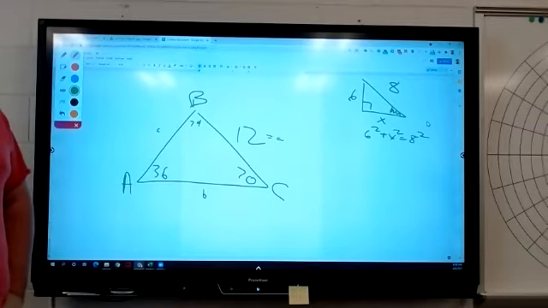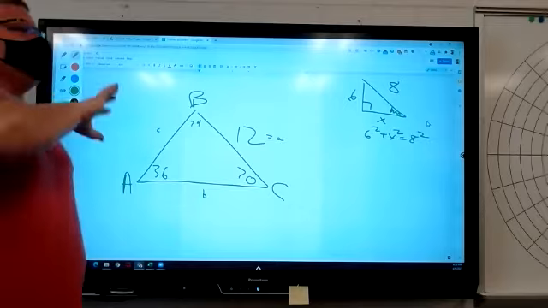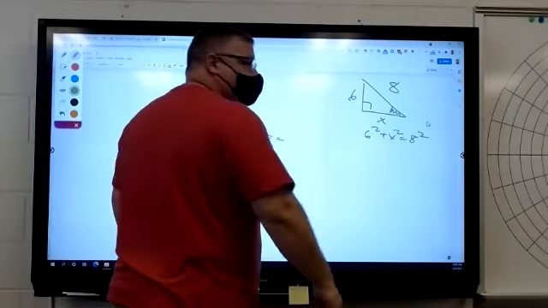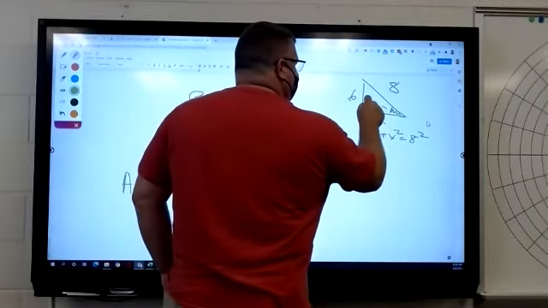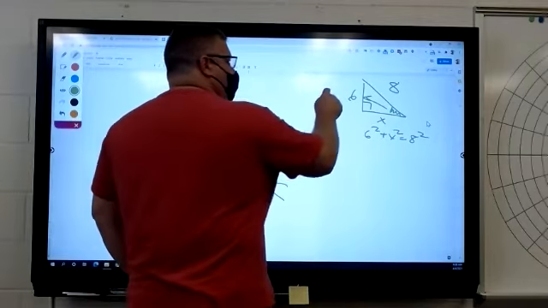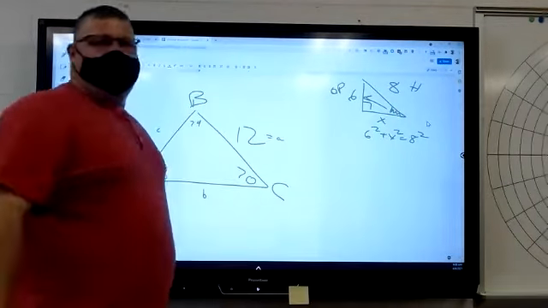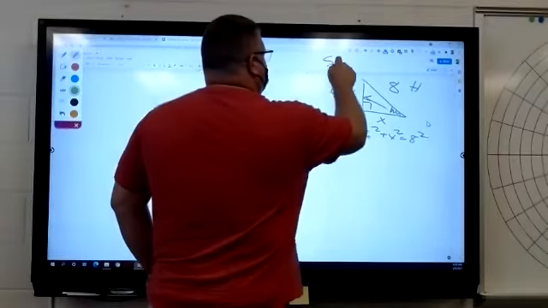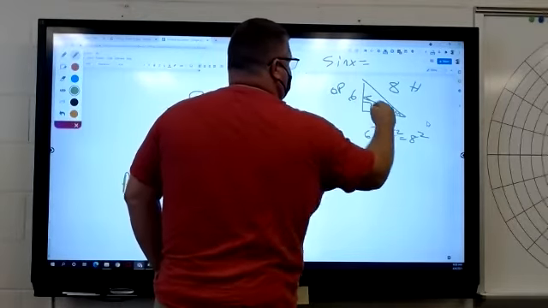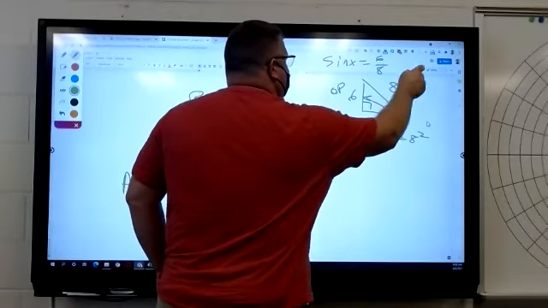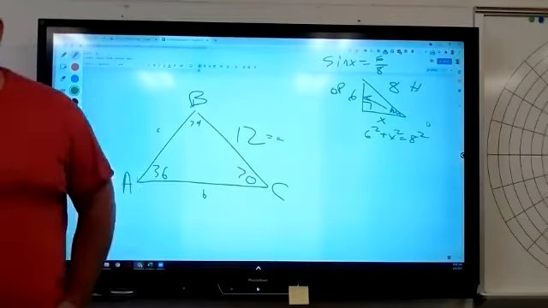Because it's a right triangle, could I just say sine or cosine? Okay, so what side do I know? Opposite. What side do I know? Okay, so what am I going to use? Sine. I say sine of x equals 6 over 8. And then I'm going to get my calculator out.